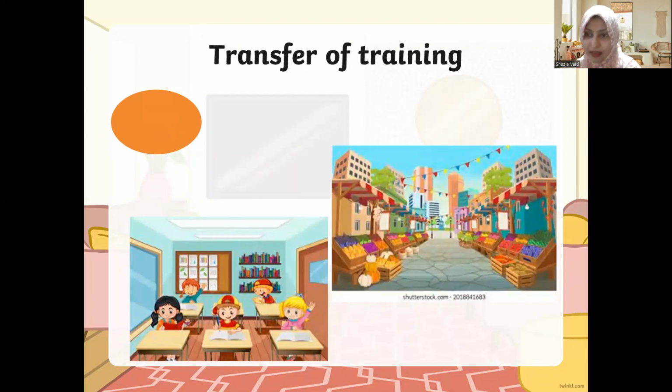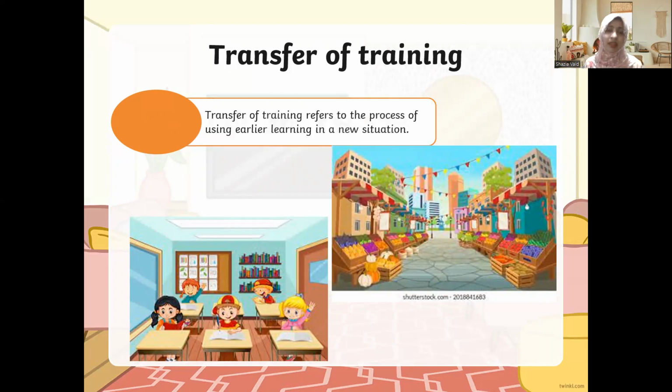Transfer of training. So this is the next learning, which is transfer of training. Now what is transfer of training? Transfer of training refers to the process of using earlier learning in a new situation. Let me explain this by giving an example. Suppose you learn subtraction, addition, multiplication, division in a class. And then you go to the market and you purchase something. And over there, you have applied these concepts.